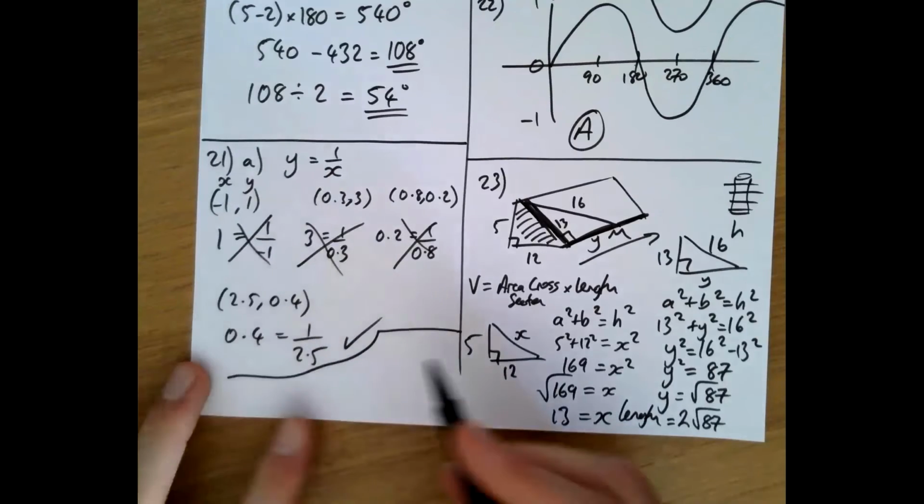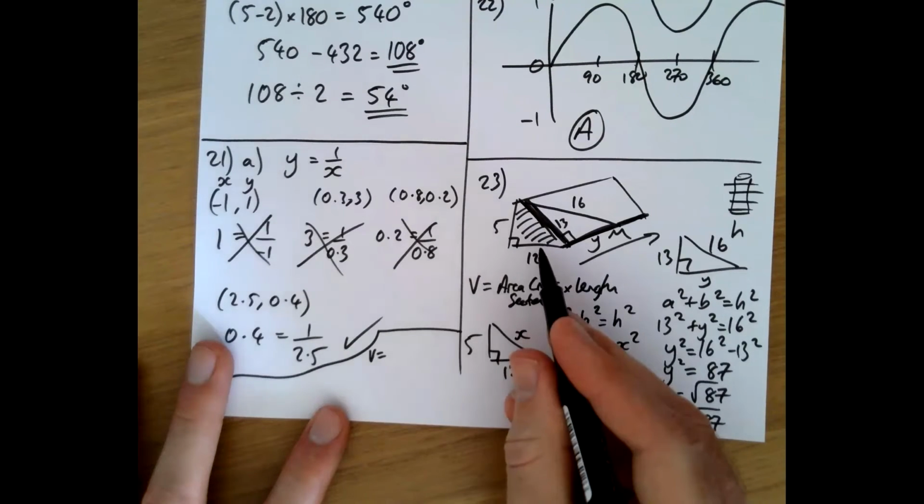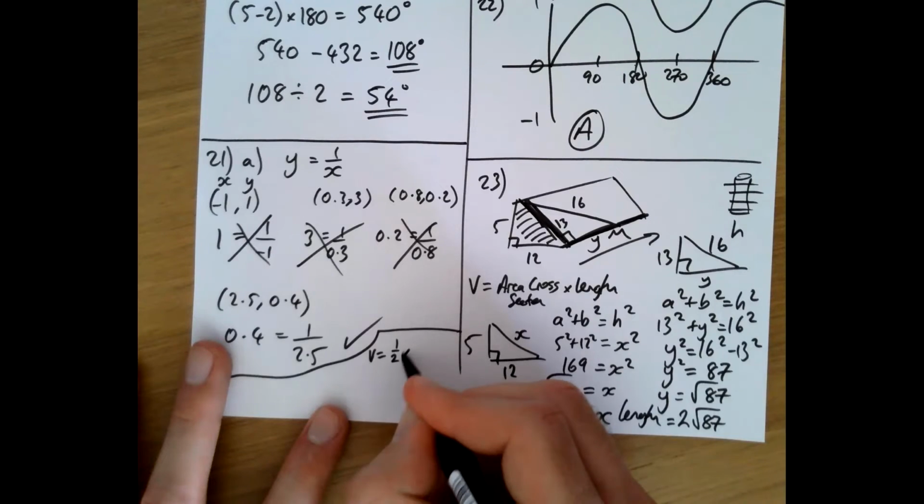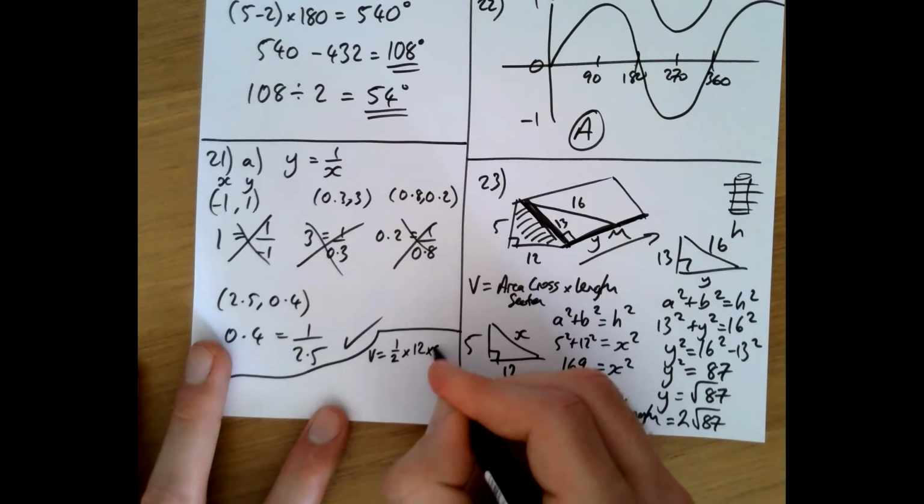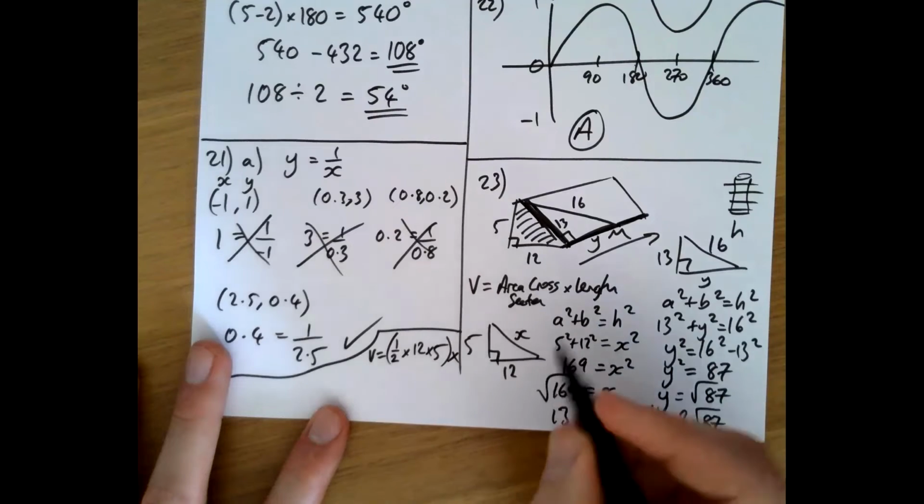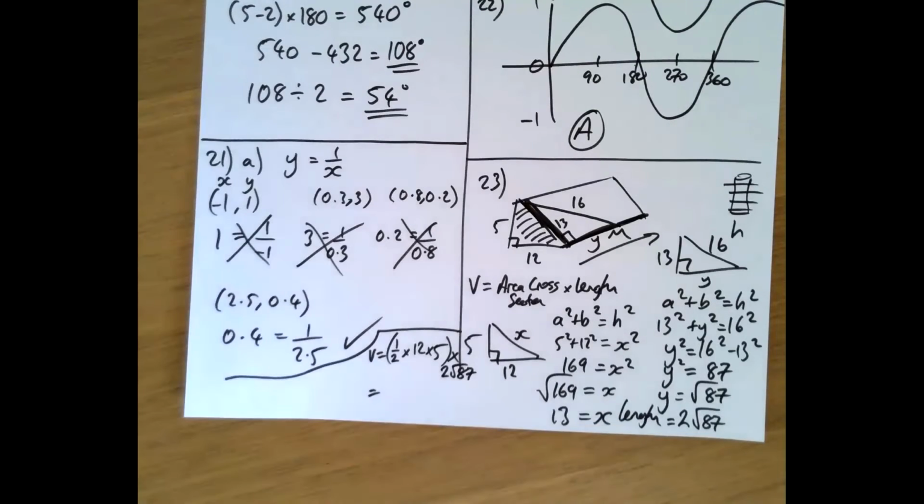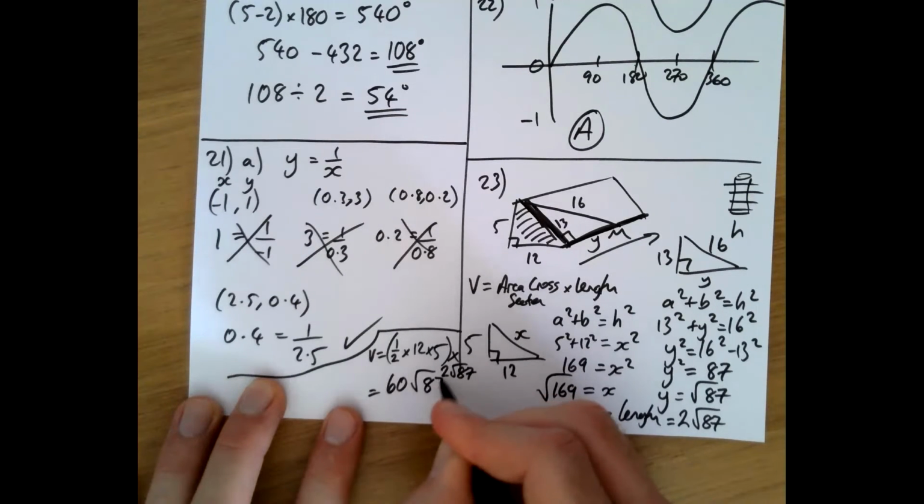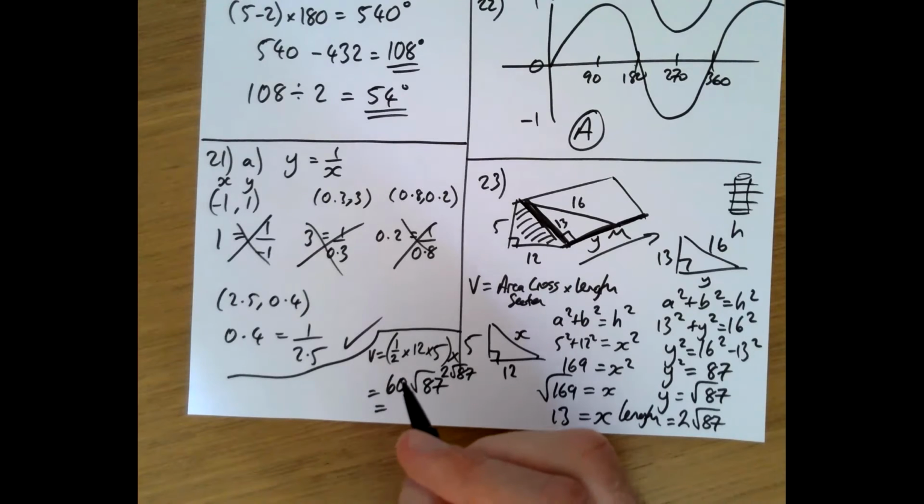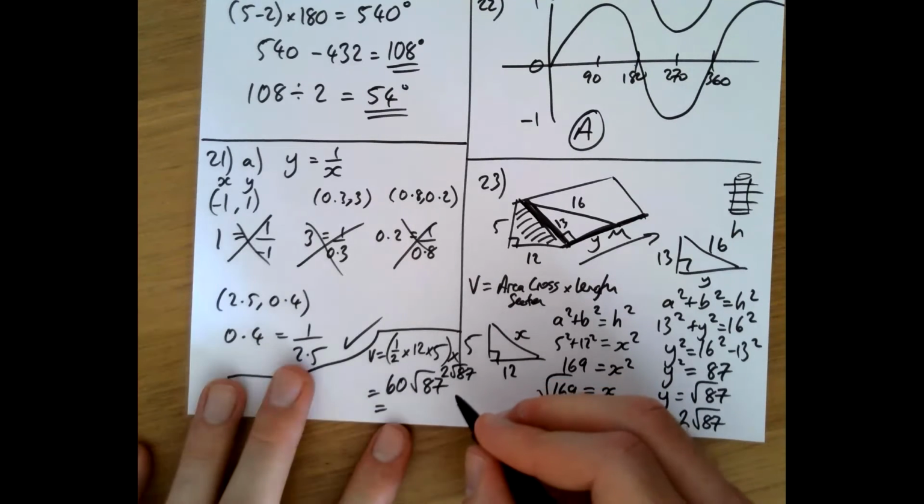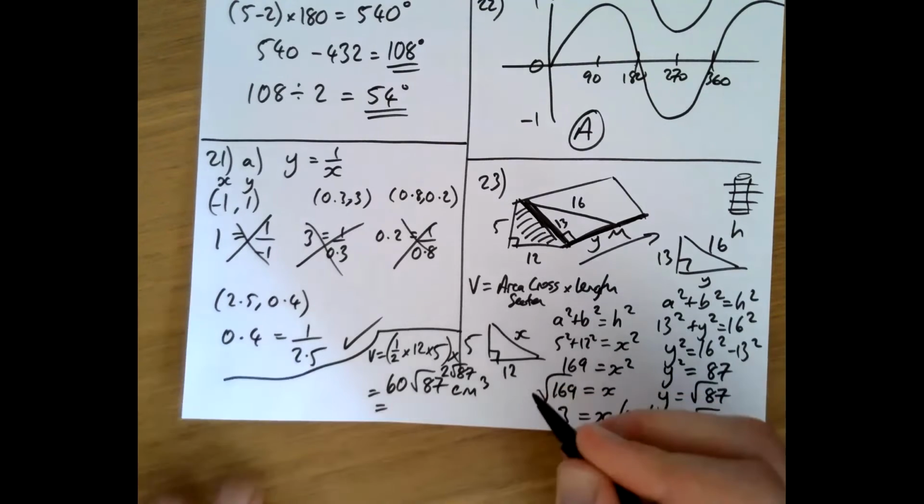So the volume, as we said, was the area of the cross section. So half times the base times the height. And we need to times it by our length, which I've worked out is 2 root 87. So if I just type that into my calculator, so I've got a half times 12 times 5 times 2 root 87, you should get 60 root 87. Do they want it as a decimal? No. So you could actually, if you're feeling bold, just leave it as 60 root 87 centimeters cubed.